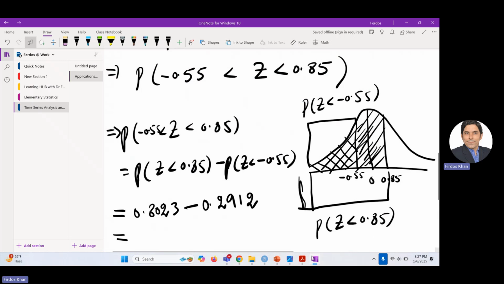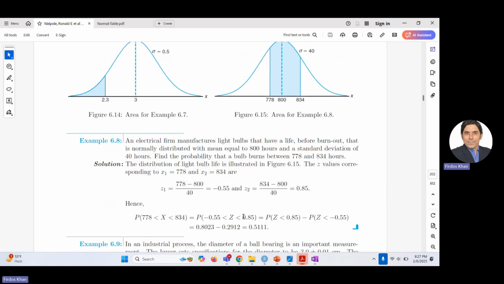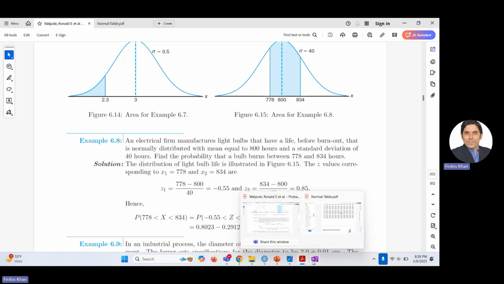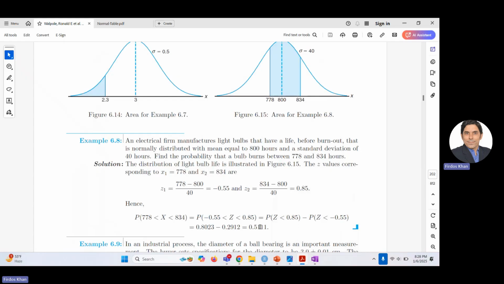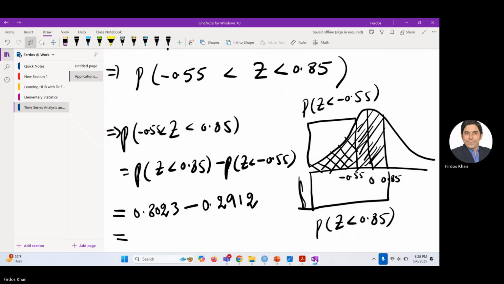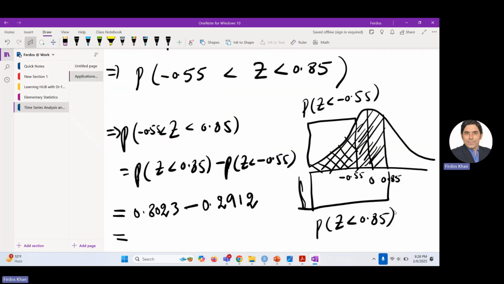Just look and confirm from the solved example. Okay, so this is 0.8023 and 0.2912, the same thing which I have calculated. I just start from the table, 0.2912 and 0.8023, and you will get this probability, that is 0.5111.